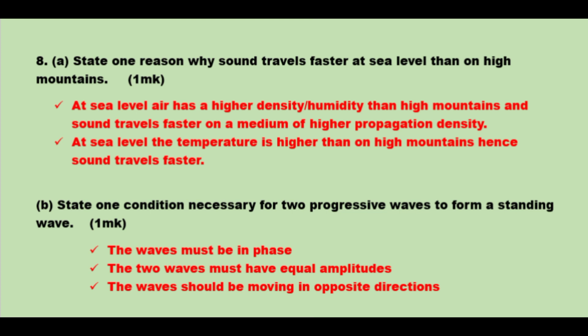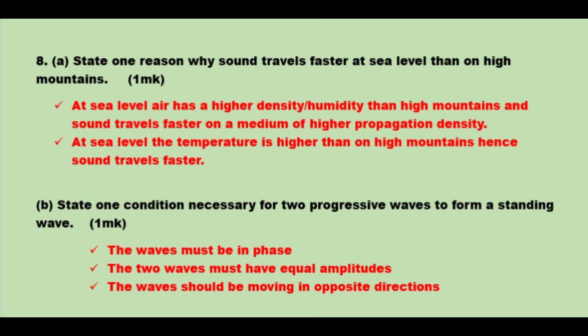Question 8b. State 1 condition necessary for 2 progressive waves to form a standing wave, or a stationary wave. So 1, the waves must be in phase. The 2 waves must be in phase to form a standing wave. Number 2, the 2 waves must have equal amplitude. And then lastly, the waves should be moving in opposite directions.